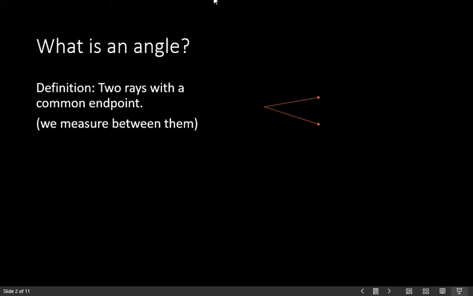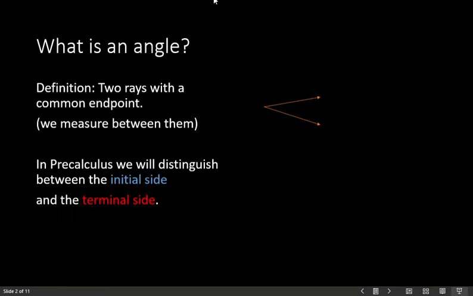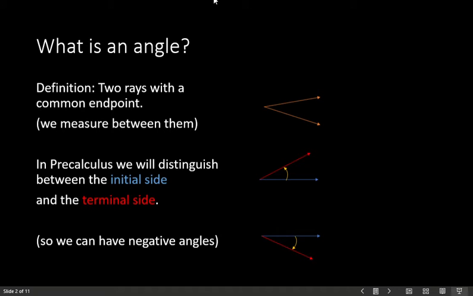We measure the angle between them based on how much of a circle it makes, which we're going to come back to later. The biggest difference between how we did this in geometry and how we're going to approach it in precalculus is that we're going to distinguish these two rays. We're going to call one of the rays the initial side and the other the terminal side. So there's a starting ray and an ending ray, and that way our angles actually have directionality as well as size. So you can actually have negative angles.